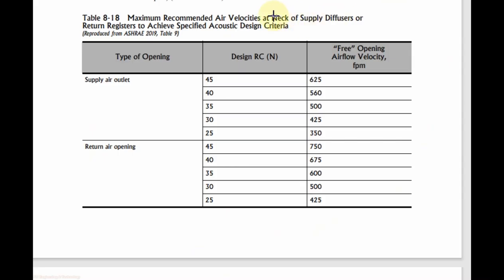As per ASHRAE 2019 table 9, the maximum neck velocity for grill and diffuser depends on the permissible sound level for that area. You can see from this table for supply air outlet, if the maximum sound level is NC 45, then you can have a neck velocity up to a maximum 625 fpm. For NC level 40, we can have a maximum neck velocity 560 fpm. For NC level 35, we can use maximum velocity 500 fpm, and for NC level 30, the maximum neck velocity we can use is 425 fpm, and for NC level 25 or below, we can use neck velocity for grill or diffuser 350 fpm.